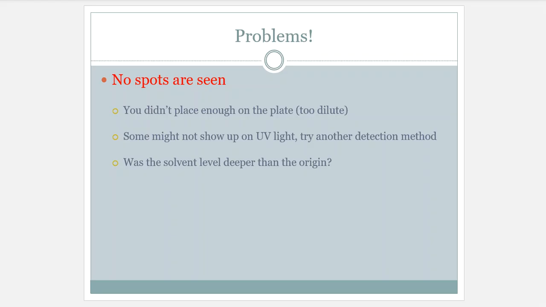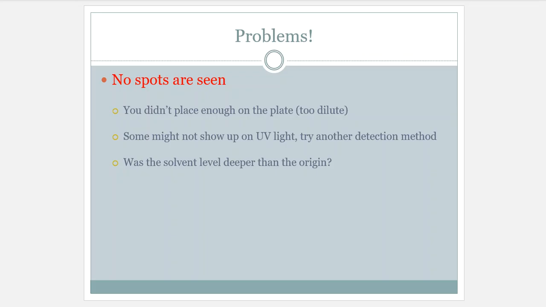No spots that were seen. A couple of things could happen here. Maybe you didn't spot enough, because it does take a certain amount for it to show up on a visualizer. So maybe you need to go back and add more sample. Maybe the components that you were looking for did not respond to UV. We have already talked about that. It's not universal. It doesn't work for everything. So you need to try another detection method to see if that actually shows up. If you accidentally used a plate that did not have the UV 254 indicator on it, it's not going to show up at 254. You're not going to see anything at all. And believe it or not, some of the people that I know of personally have used plates that do not have that 254 on there.